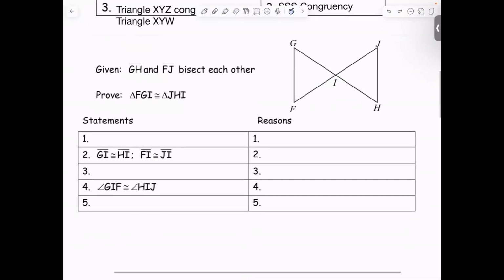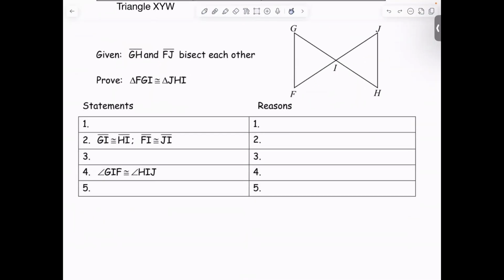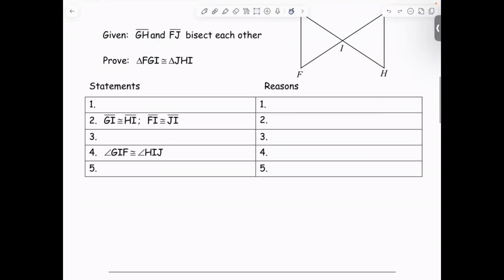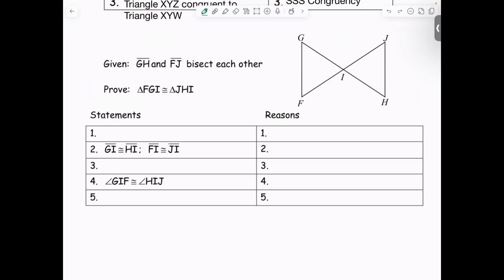Now, if we go to the next one, we have GH and FJ bisect each other. So right away, when I see bisect, I'm going to think, okay, we got some congruent sides going on because they're segments. And then we need to prove that FGI is congruent to JHI. I apologize for that. I didn't have the pen activated. Okay, we got that and that. So FGI and then JHI. Okay, so we basically have this triangle and that triangle there.